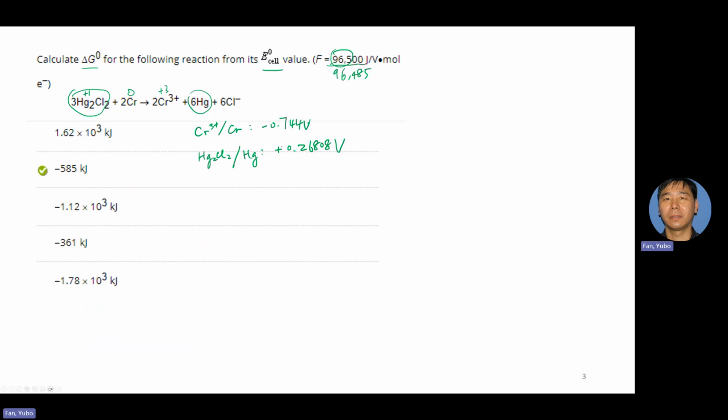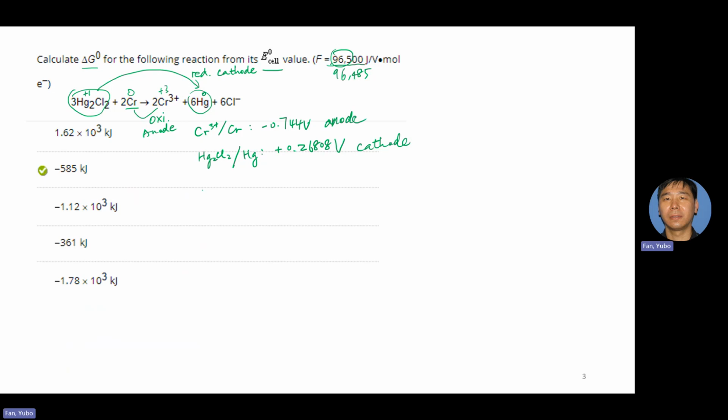So apparently, mercury 1 to mercury here is 0, right? So this is reduced. Chromium to chromium 3, that's oxidized. Oxidized must be anode, reduced must be cathode. So this is the cathode, and the chromium is the anode.